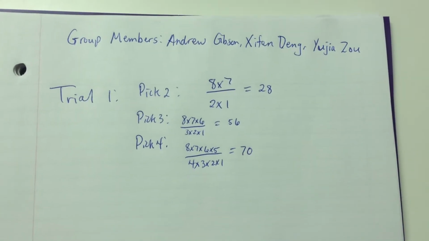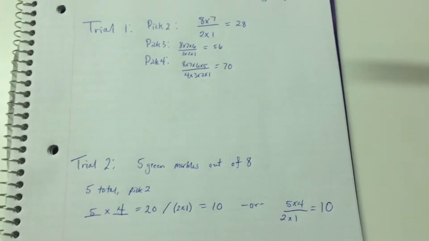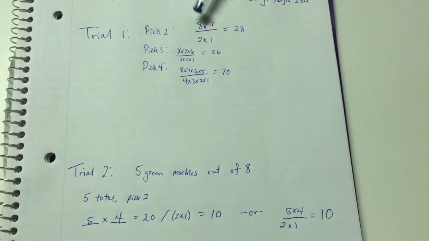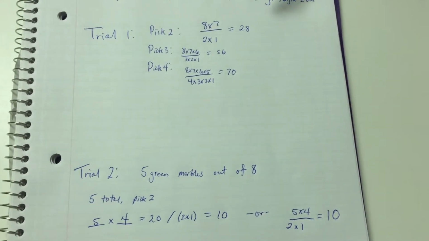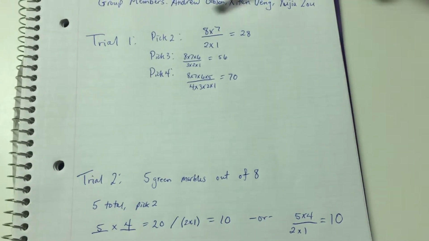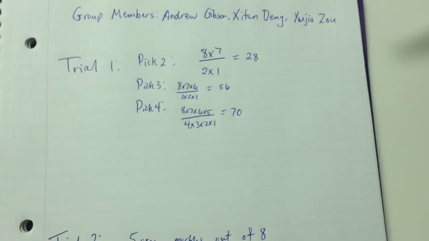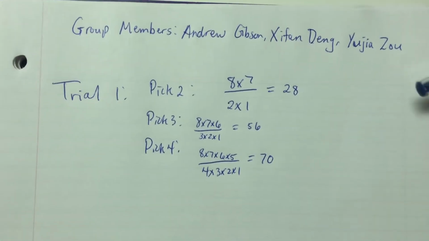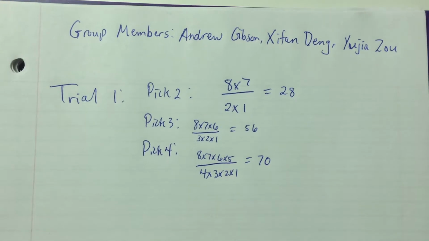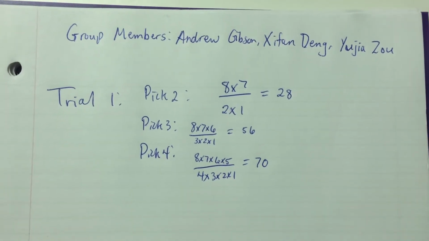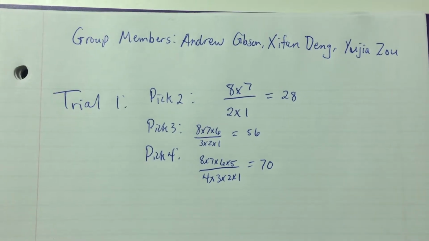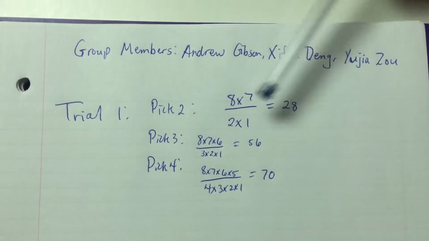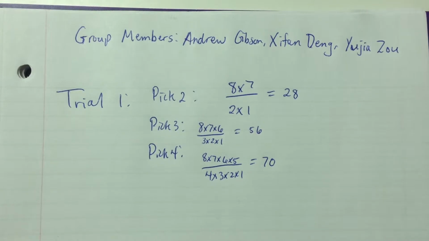We had 2 trials for our activity. For the first trial, we had a sample size of 8, and we were tasked with picking 2, 3, and 4 elements. For the first one, the math is you take 8 times 7 for your 2 choices and the possibilities, and then you divide by the number of choices you made to account for replications or repeats, because it's just a combination, so order doesn't matter.